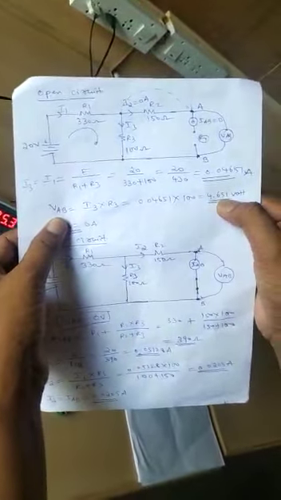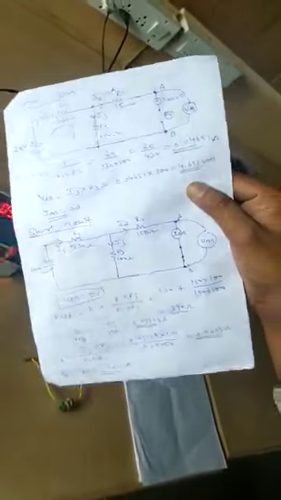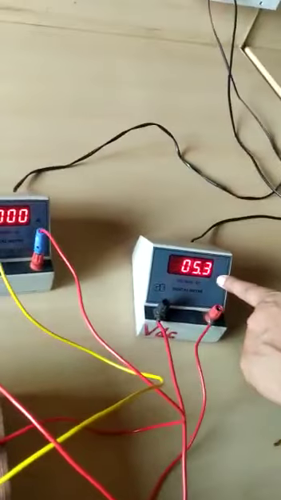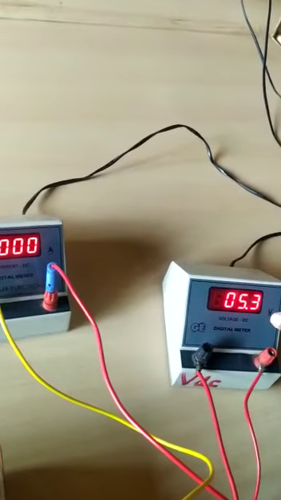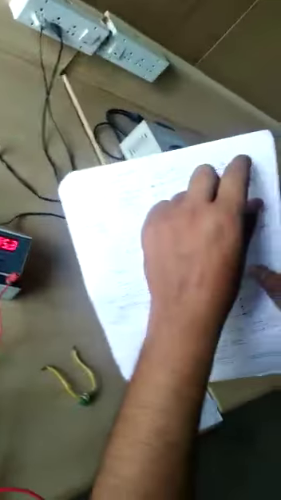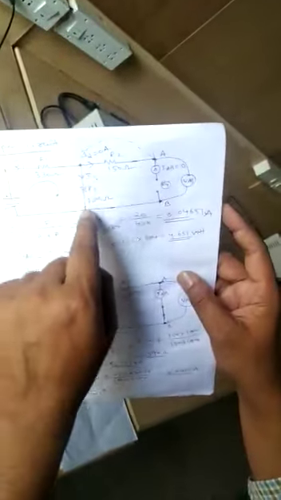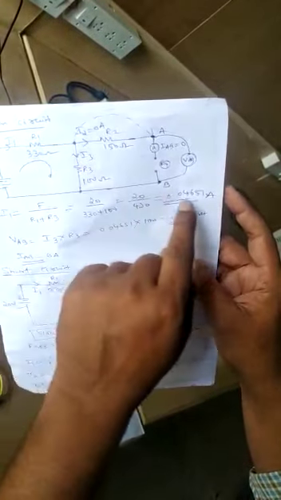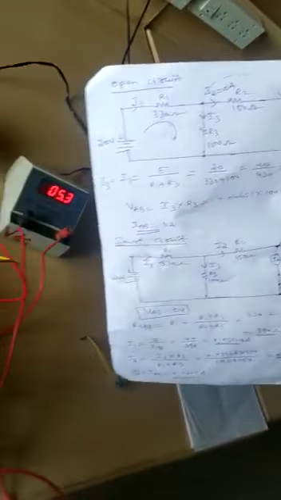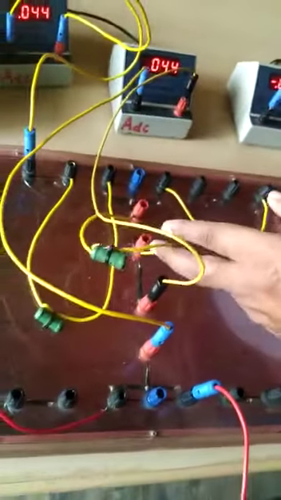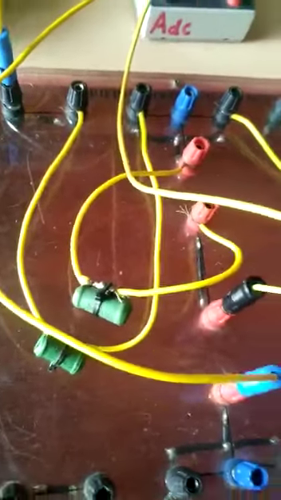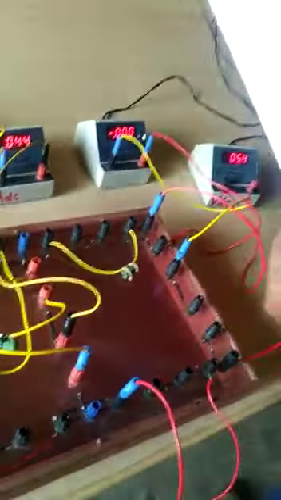Next, VAB. Theoretically we calculated 4.651 volts. In open circuit, voltage will be there. Practically we are getting 5.3 volts. That is due to, see, in this case this voltmeter measures the voltage across this resistor. I3 into R3 gives this voltage. Here R3 is 100 ohm, but our resistance is not 100 ohm, it is 118 ohms. So due to that we got more voltage. It's all due to tolerance.